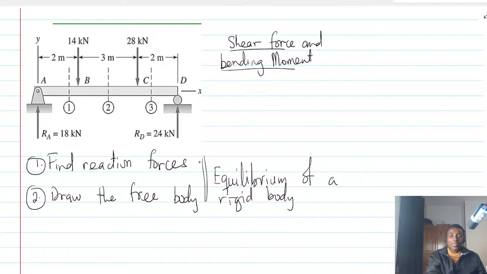All right, so let's start. How can I find the reaction forces? We want to show that they are 18 and 24. Sometimes the question can be complex, but for this problem I want us to solve it so that it gives you a fair idea of how we solve some of these problems.